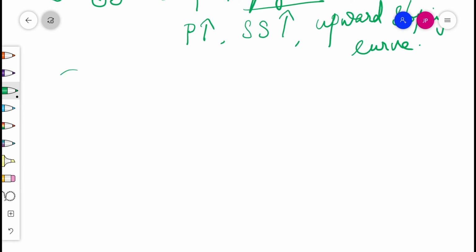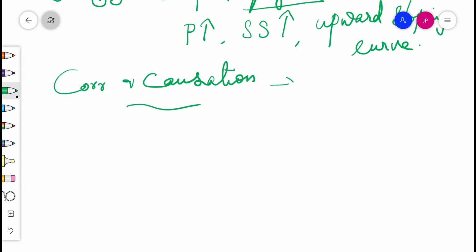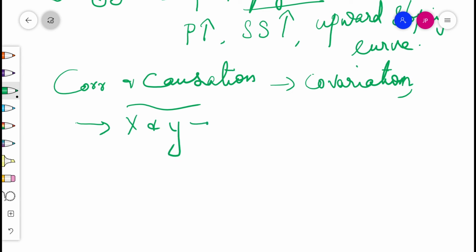Correlation and causation. Correlation measures covariation and not the cause, not causation. Correlation should never be interpreted as implying cause and effect relation between two variables. The presence of correlation between the two variables x and y simply means that when one variable is found to change in one direction, the value of the other variable is found to change either in the same or in the opposite direction. Lower demand, it's in the opposite direction. Lower supply, it's in the same direction.